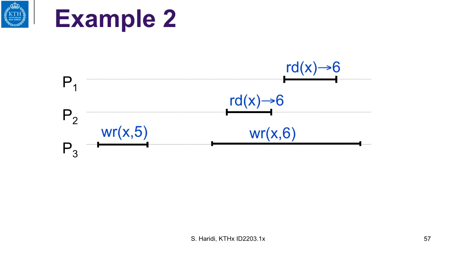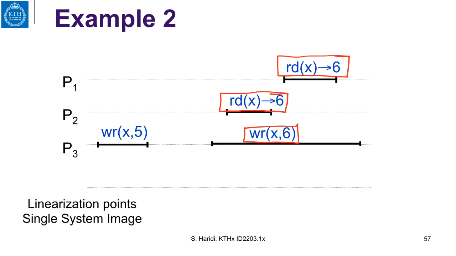Here is an execution which is completely fine. We now have this read returning the value 6, which is completely fine. We can have both this read and this read at linearization points after the write of 6. So this gives you a single system image, or linearization points, as follows, as you can see here: we do this write, and then this write, and then this read, and then this read. And that is completely fine.